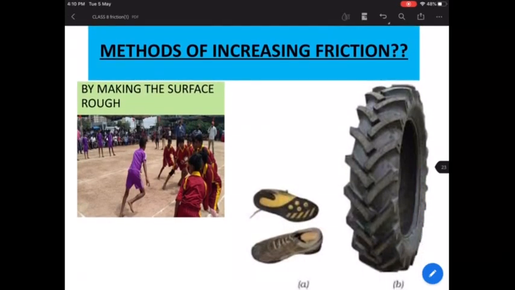Now let's talk about the methods by which we can increase friction. What are the methods by which we can increase friction?